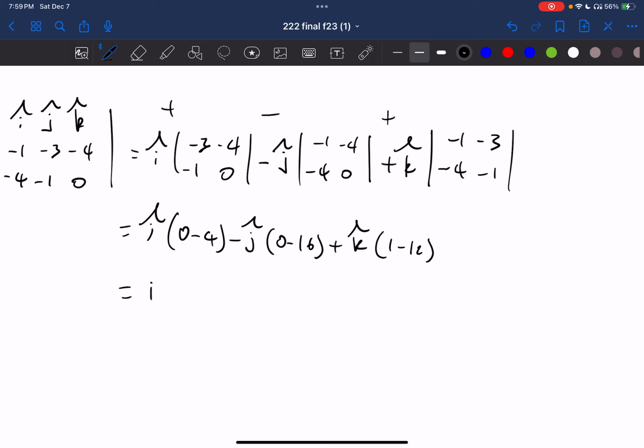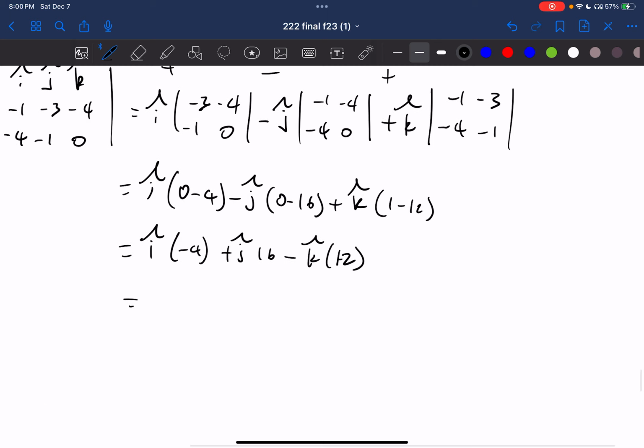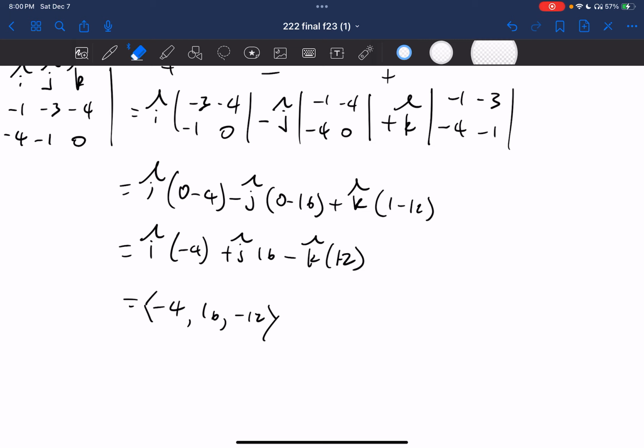So this is going to be equal to I of negative 4. And then this will be positive 16, plus J 16. This will be a minus K 12, which is also known as negative 4, 16, and negative 12. What am I talking about? I'm so stupid. This is 11.